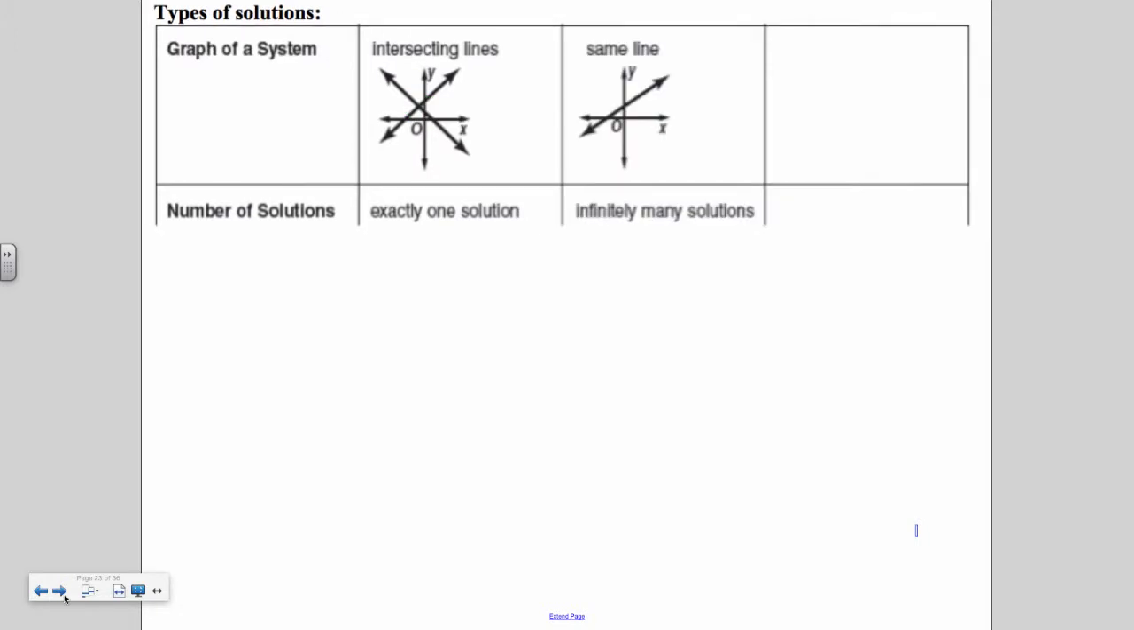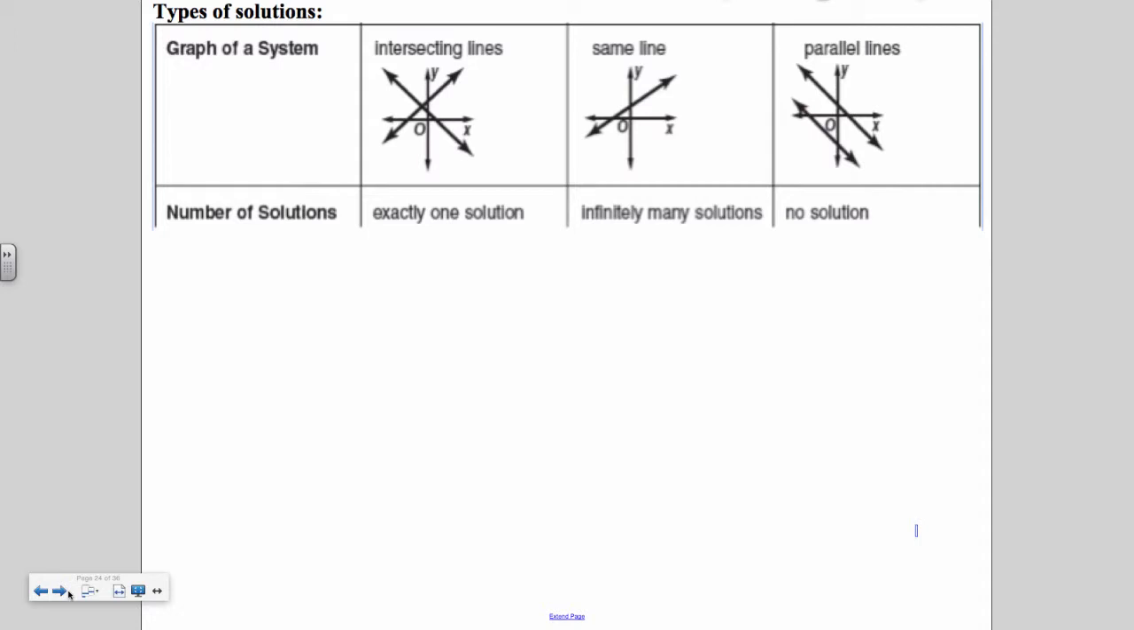Sometimes you end up with the same equation when you solve for y equals mx plus b. So they have all of these points in common because they're the same line. So that's where we have infinitely many solutions. And then the last one is when we have parallel lines where they never cross, so there's no solution. So those are the types of solutions that you're going to get. Most typically, you're going to get exactly one solution.